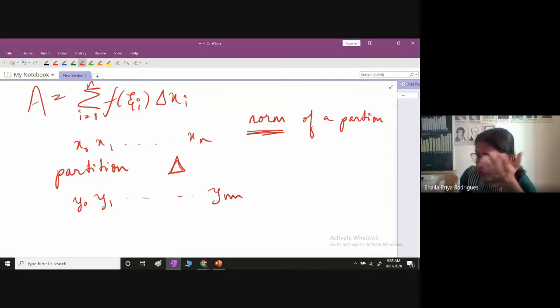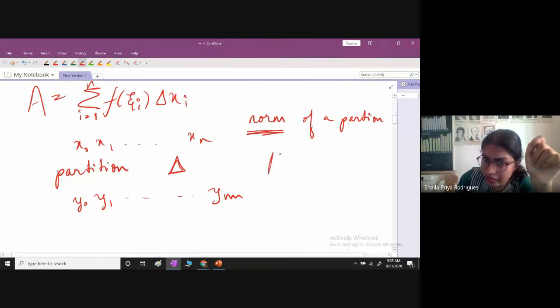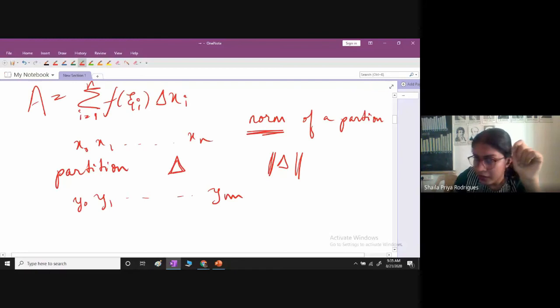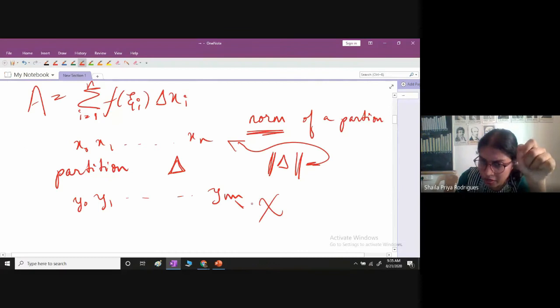Each such partition you can give some notation. In general, you can give this delta. If delta is one such partition, its norm is going to be denoted like this, with double lines. This is going to be the norm of this partition that I've chosen. If I call this partition chi, the norm of this partition is going to be denoted like this. So in general, you denote a partition like that, delta.